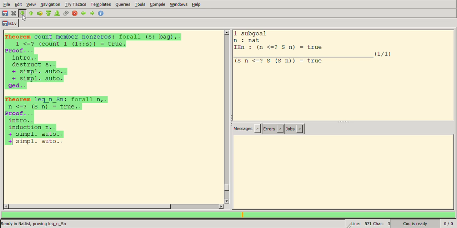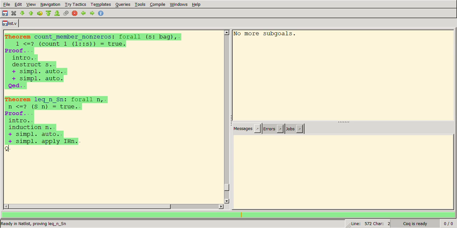So when we continue with the second sub-goal, instead of auto, we can apply or rewrite IHn, which is the inductive hypothesis generated after the first sub-goal was closed, and we were able to close this proof as well. Okay, so this is a very simple theorem, but we need it in the next theorem, and the next theorem is theorem remove does not increase count.